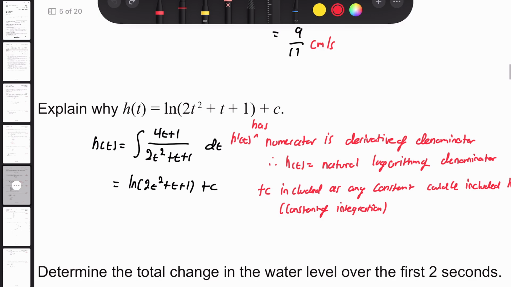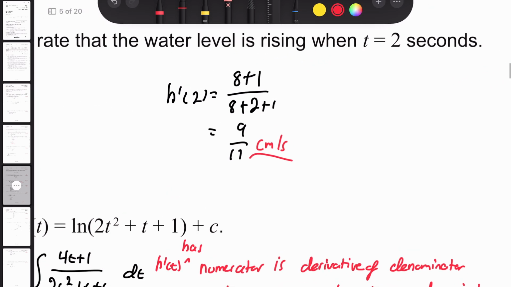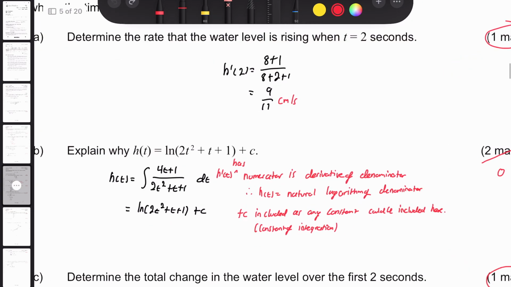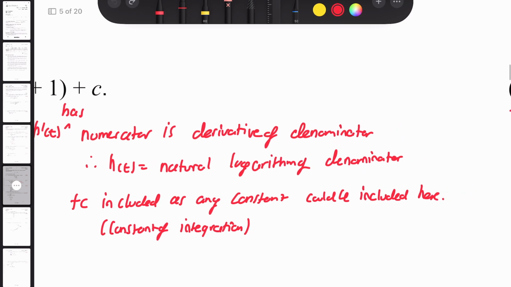Here you had to actually explain it with words rather than just saying h(t) equals that, which is so silly. Yeah, I should have included units, but whatever. And here I can't believe that they actually want you to fully explain. You have to say that in h, the derivative, the numerator is the derivative of the denominator, and so h of t is going to be the natural logarithm of the denominator, plus c, included as any constant value could be included.